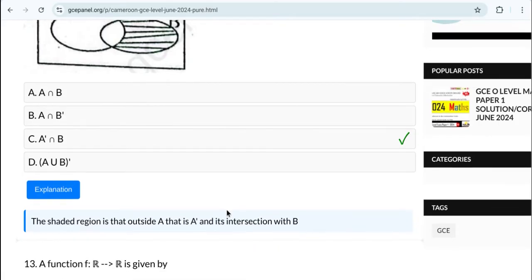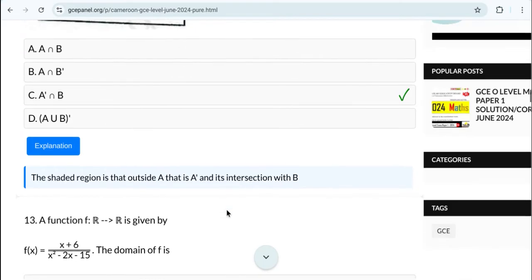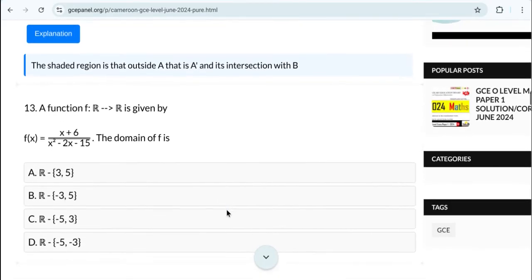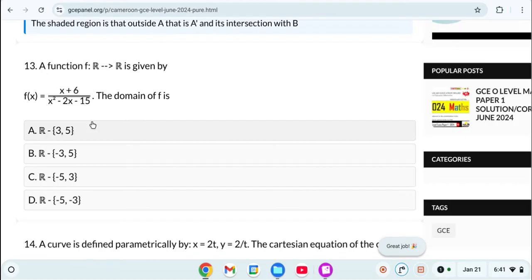Or you can also say that it represents outside A, intersection B. So that's it. The key is C. Question 13. A function f on the set of real numbers is defined by this. What's the domain of this function? To get the domain, just equate the denominator to 0, solve for x, and exclude the values from the set of real numbers, because this function is defined on the set of real numbers. Okay, so we exclude that from the set of real numbers.